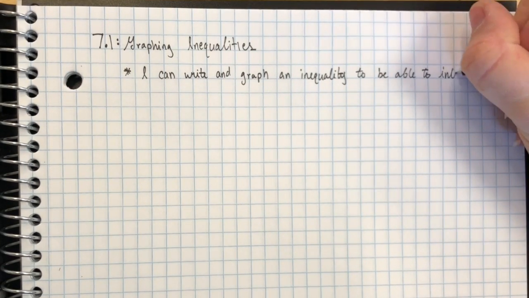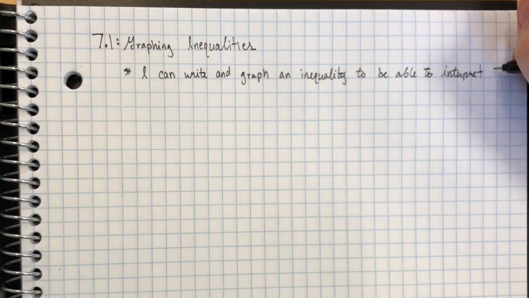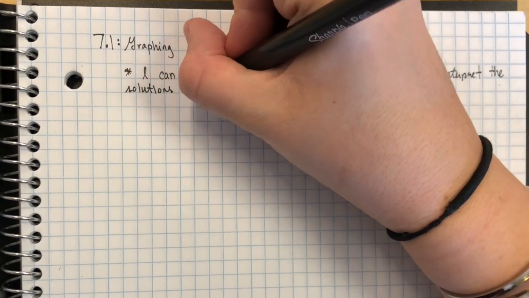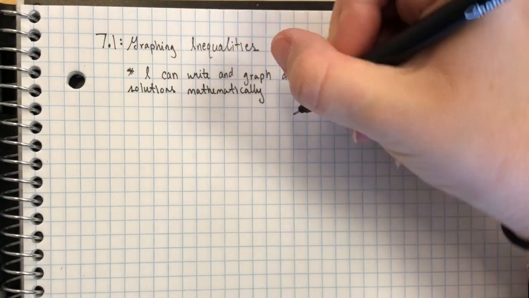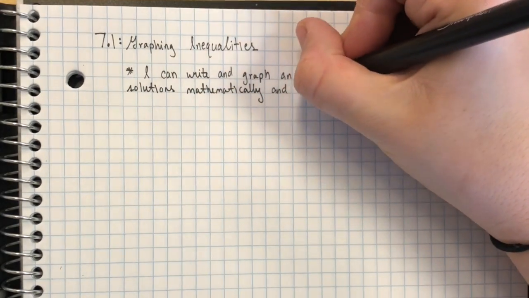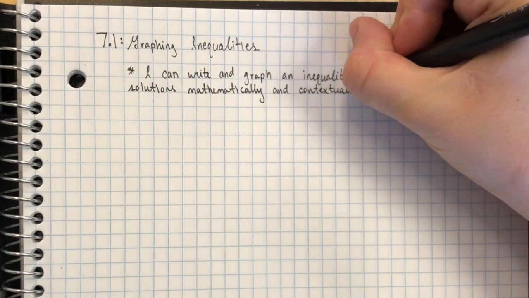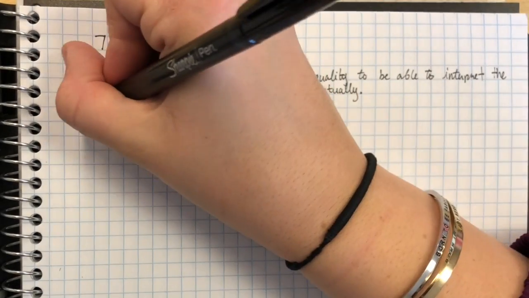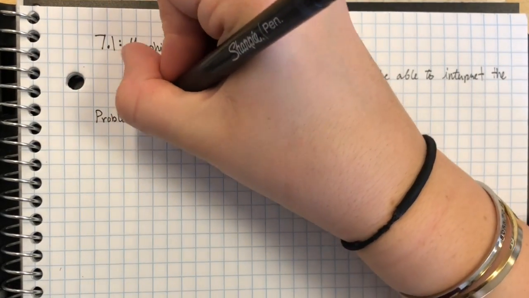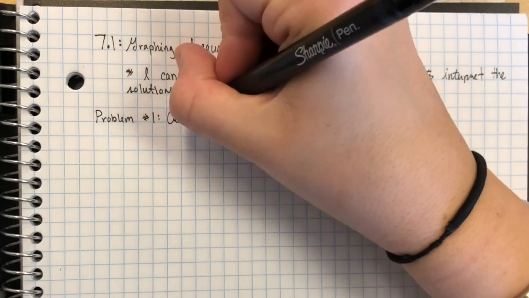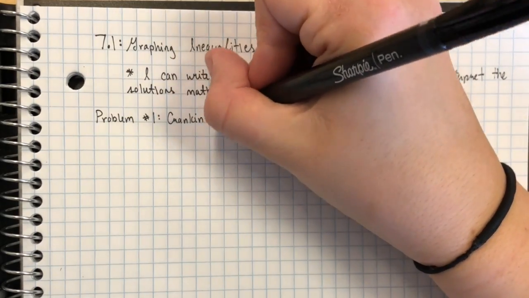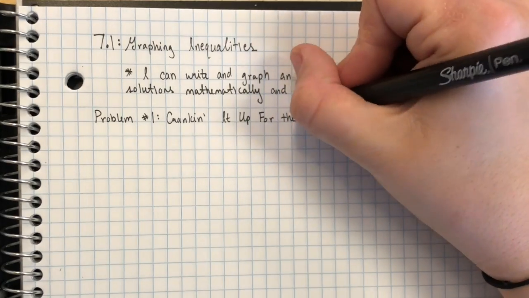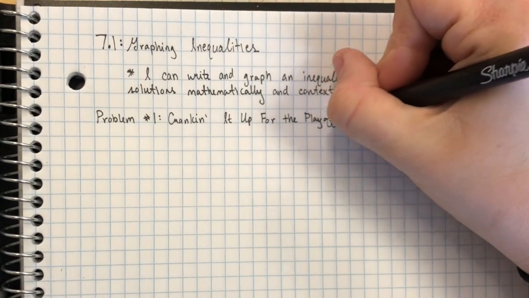So our learning target says I can write and graph an inequality to be able to interpret the solutions mathematically and contextually. So we're going to work our way through an example. It's a little bit of a longer one, but I want you to recognize the difference between the solutions of a system of regular equations as opposed to an inequality. So this is problem number 1.